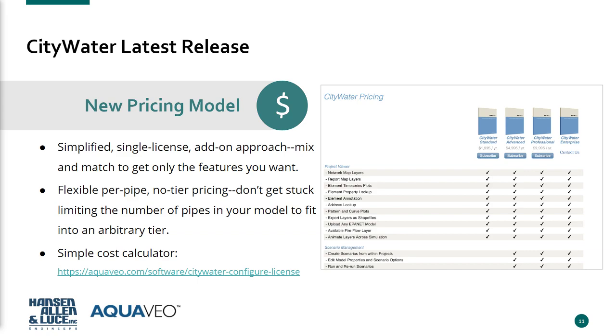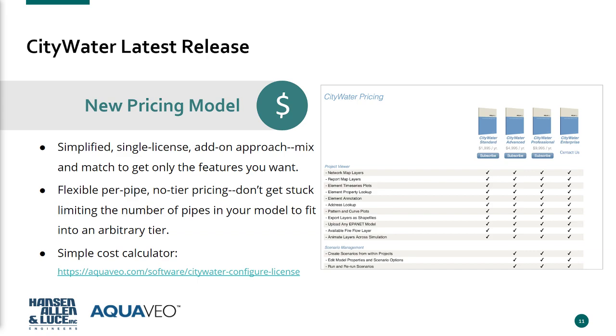We also discovered that the fixed price system, although it was very simple to determine what the price of the software was, was cost prohibitive for many of our smaller systems. They just weren't able to afford this single set price. And our ultimate goal was to make CityWater affordable for everyone.